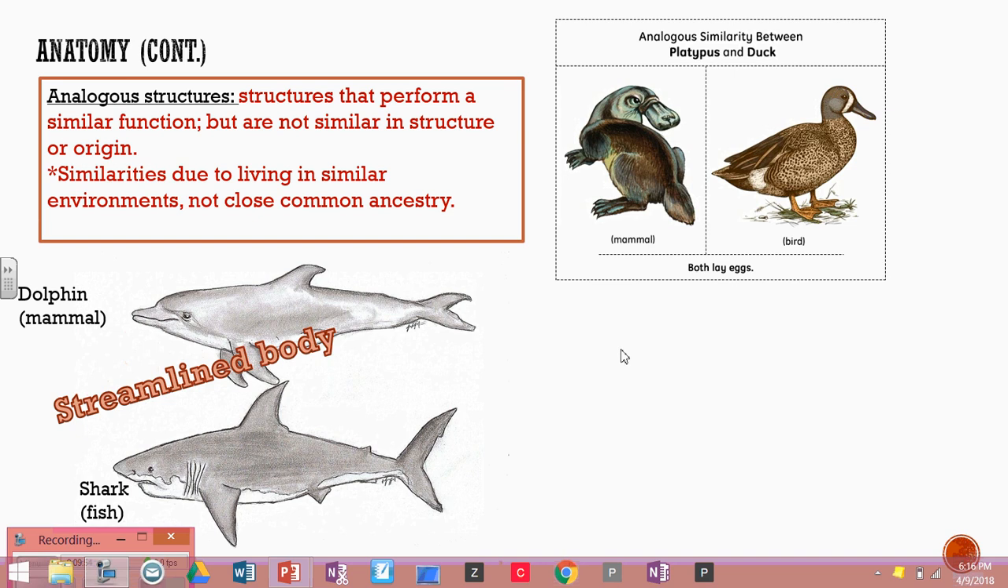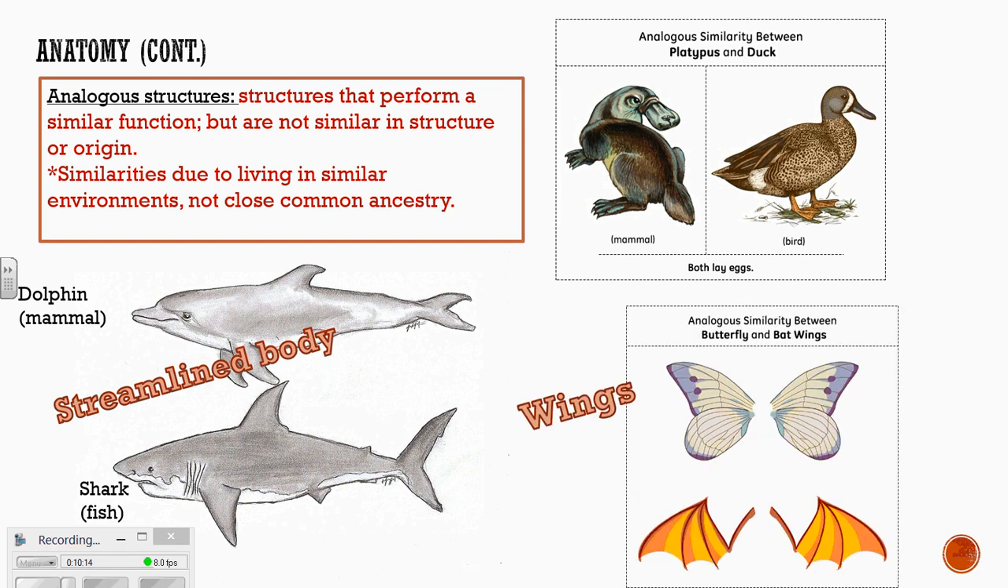But the streamlined bodies are analogous structures. They perform a similar function, but they're not similar in origin, and they're not similar in their underlying structure. Sharks are made of cartilage, and dolphins have bones. One more example of analogous structures: butterfly and bat wings. Butterfly wings are made of tissue. Bat wings have underlying bone. So butterfly wings and bat wings both have the same function, but they do not have the same structure.